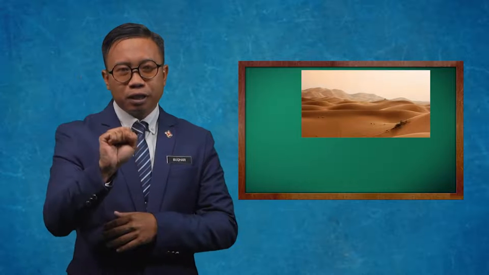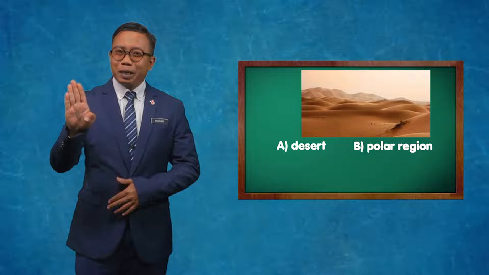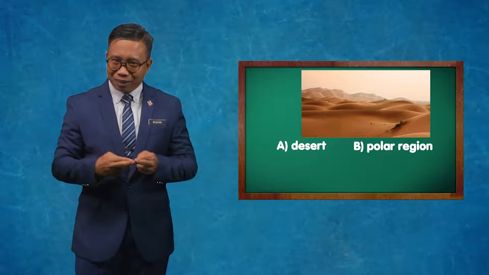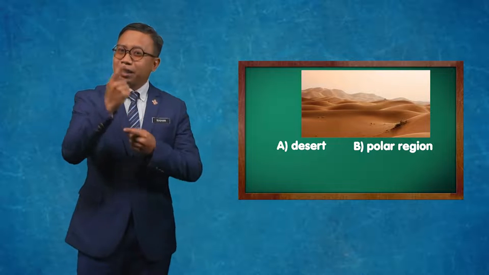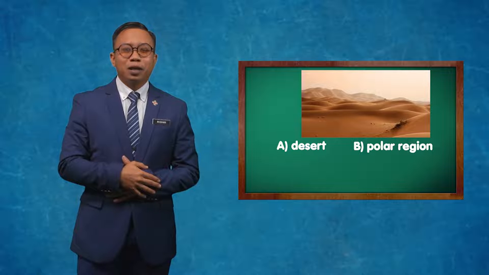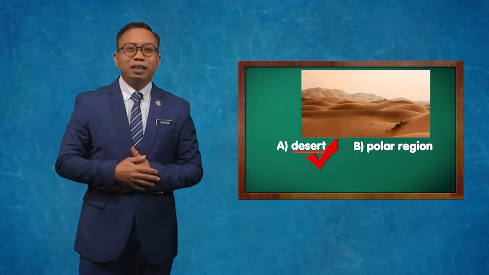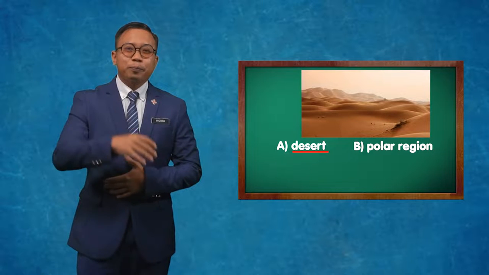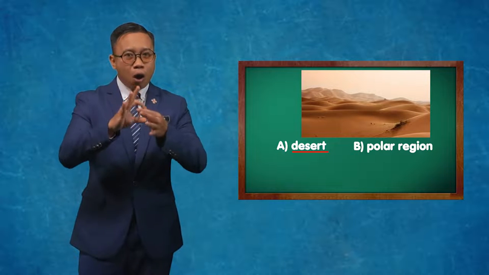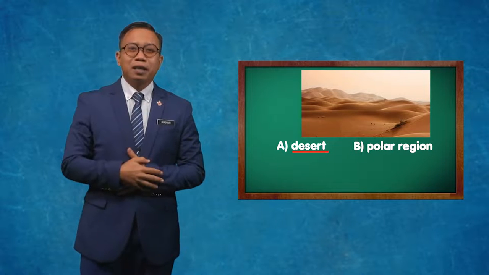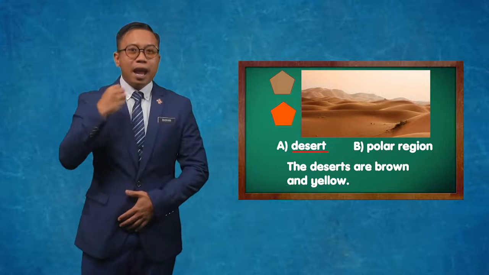Next question. A. Desert. B. Polar region. Can you guess correct answer? Good try. It's A. Desert. What is the color of the desert? The colors are brown and yellow.